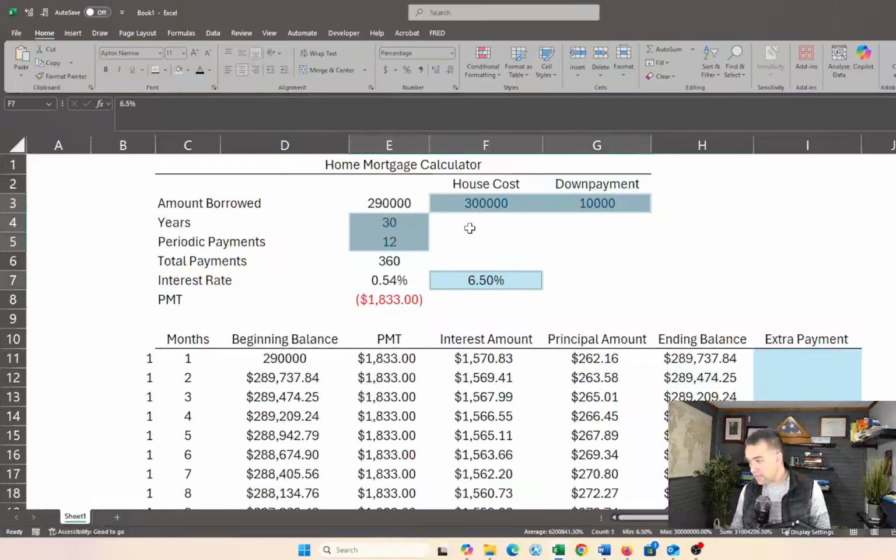I'll make a black font there. That shows you that's where you're going to enter stuff in, and I'm not going to enter stuff here that's calculated. Later on, we're going to protect the sheet and unprotect the cells we want to edit, and that will make it easier so our amortization doesn't get messed up.